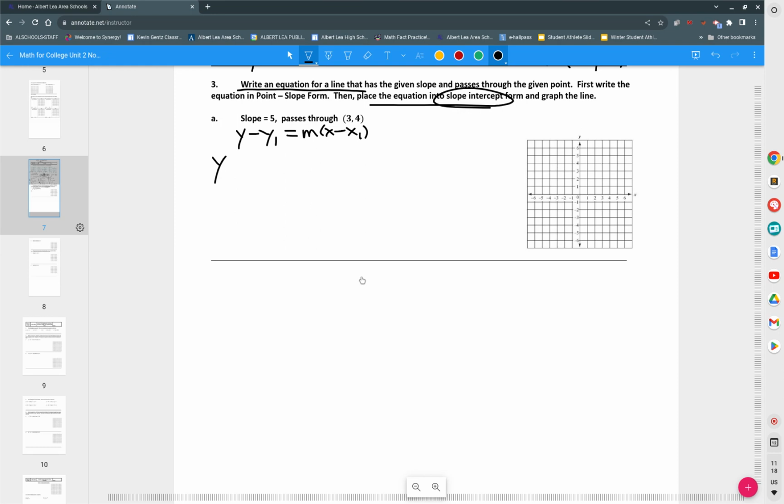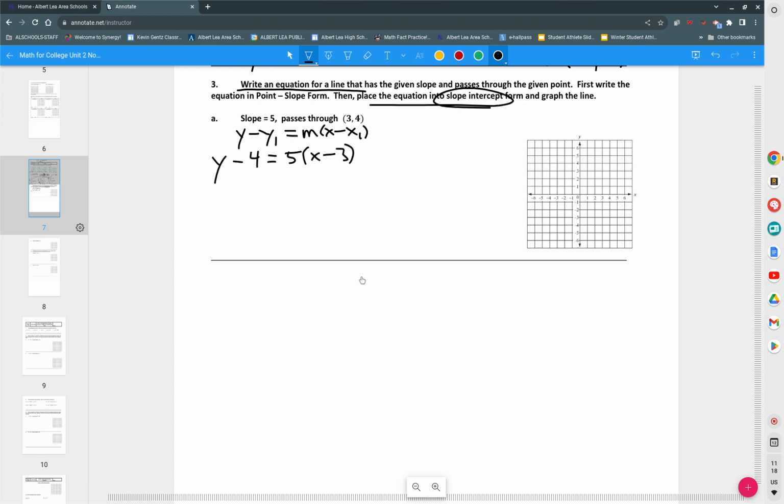y what? Minus 4, because that's my y value, is equal to 5 times x minus 3. That's an equation for a line.